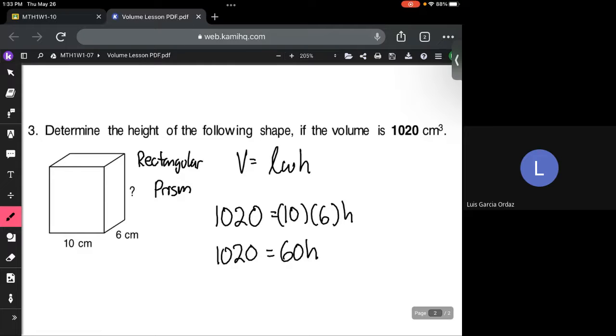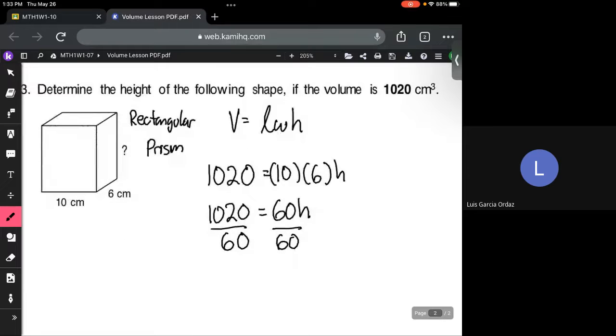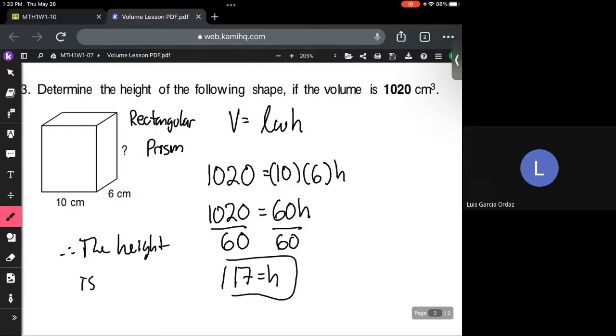Now, if you go back to single step variable equations, how do I isolate for H? You gotta divide by 60 and then do the same thing for 1,020. So what's 1,020 divided by 60? So therefore, the height is 17 centimeters. That's easy. So the last question you can do on your own. It's an algebra 1.